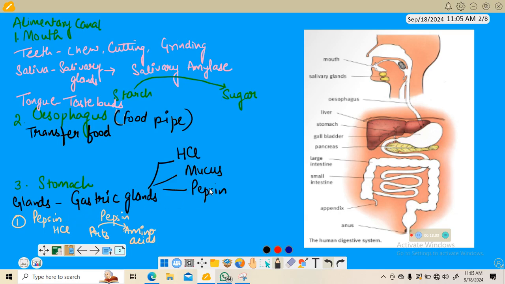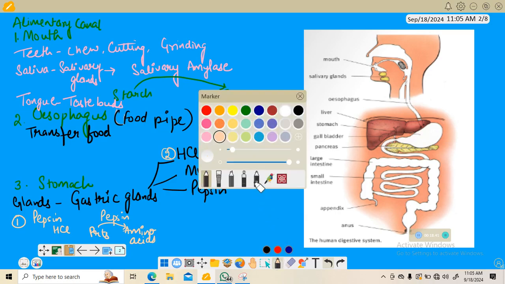Now coming to hydrochloric acid, what else will it do? It will kill the microorganisms in food. Let's say when you eat food, it may be stale, or some microorganisms may be there on the food, so its role is to kill those microorganisms.